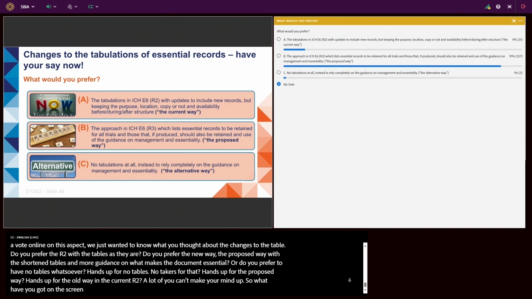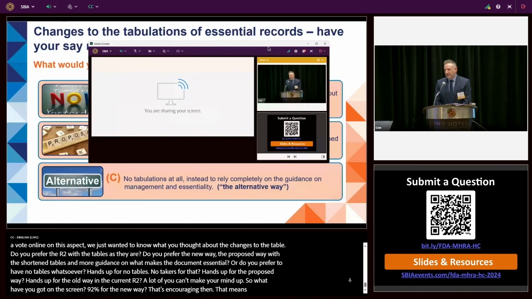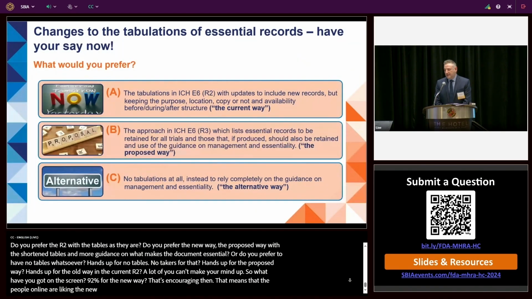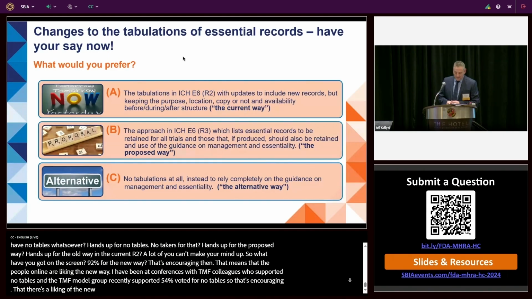%92 for the new way. Well, that's encouraging then, because it means that the people online are liking the new way. I have been at conferences with TMF colleagues who supported no tables, and the TMF reference model group meeting recently supported it: 54% voted for no tables. So that's encouraging that there's a liking of the new approach. So thanks very much for that.